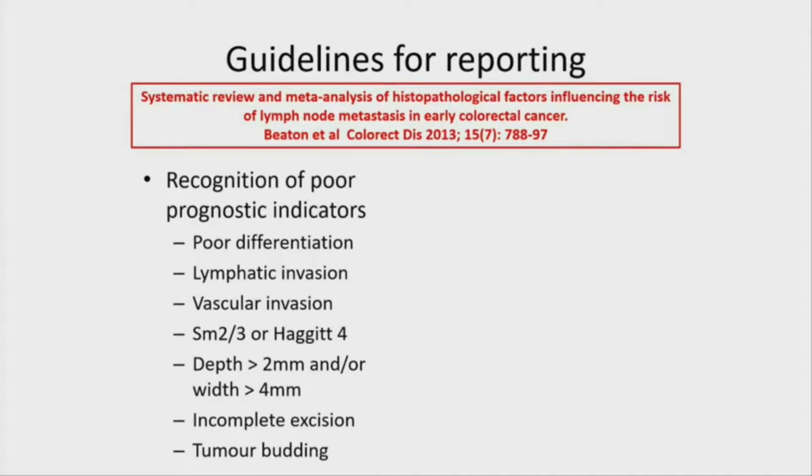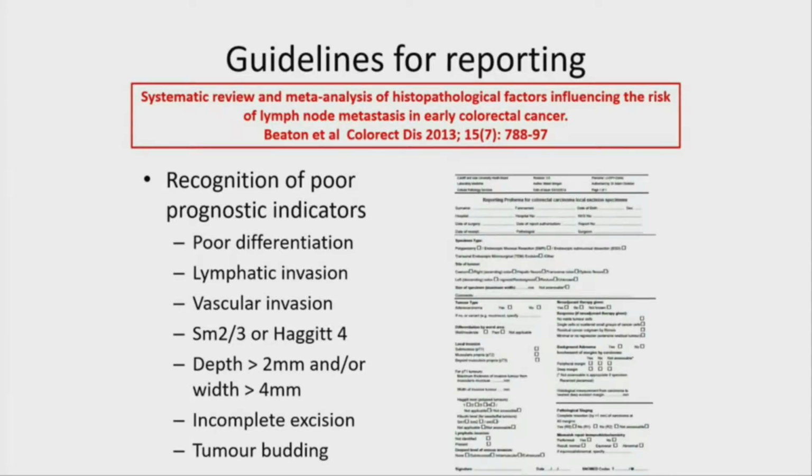So what are these poor prognostic factors? Well, we recognise that they fall into 4 groups: the morphological appearance or the grade of the tumour, whether or not they have tumour budding, whether or not there is invasion of lymphatics or vascular invasion, the size or area of the tumour, and whether or not these are excised.